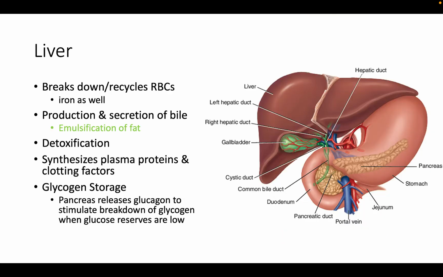So starting with the liver, it helps break down and recycle our red blood cells as well as iron. It produces and secretes bile, which allows emulsification of fat, and helps with detoxification, which is why if you drink too much, you can really harm your liver. It also synthesizes plasma proteins and clotting factors that are essential, and it is involved in glycogen storage. The pancreas and the liver react to each other, so if the pancreas releases glucagon, a hormone, this will stimulate the liver to break down glycogen and release glucose when reserves in the blood are too low.